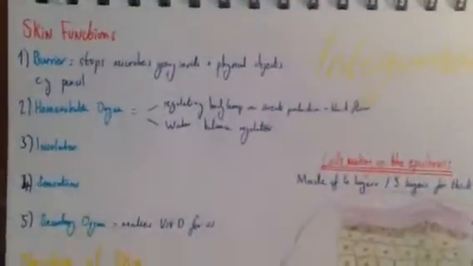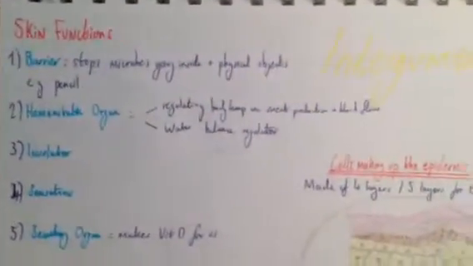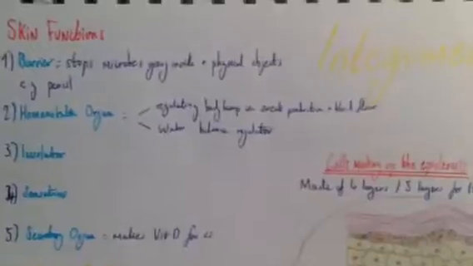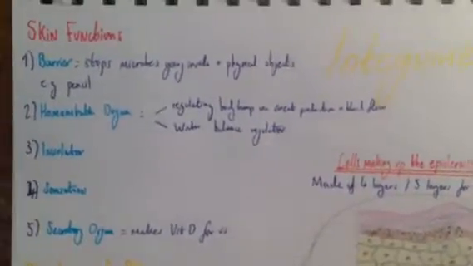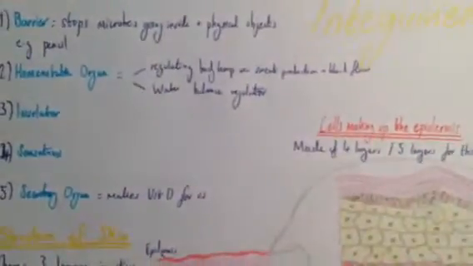Okay, so skin functions, five simple skin functions. Number 1, it's a barrier, stops microbes going inside, and physical objects like a pencil, or a ball, or whatever.